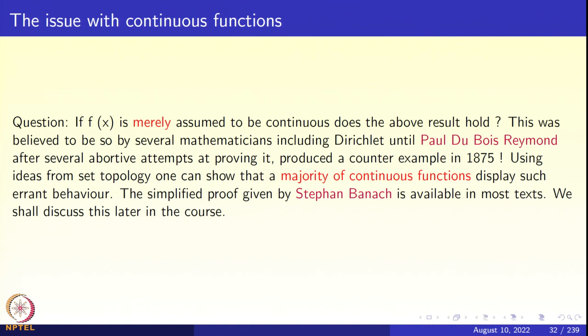A simplified proof was given by Stefan Banach. In fact, you use the Banach-Steinhaus theorem to produce a counterexample. The Banach-Steinhaus theorem not only produces a counterexample, it tells you that this kind of errant behavior is true for a majority of the continuous functions. We shall give this proof using the Banach-Steinhaus theorem later in the course. But now let us continue a little further.